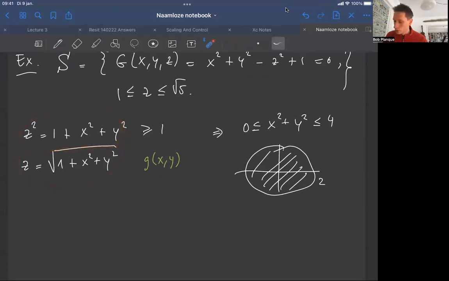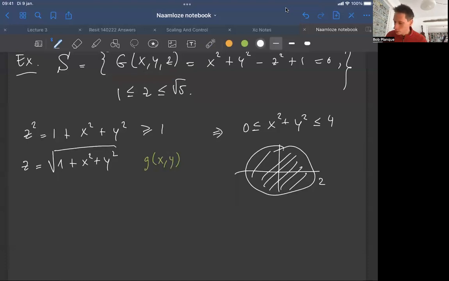If you're given this, then you can find capital G by first squaring it and then saying, well, if this is always equal to that, then this must hold. And now we have written this as capital G equals 0, and that's what we want.